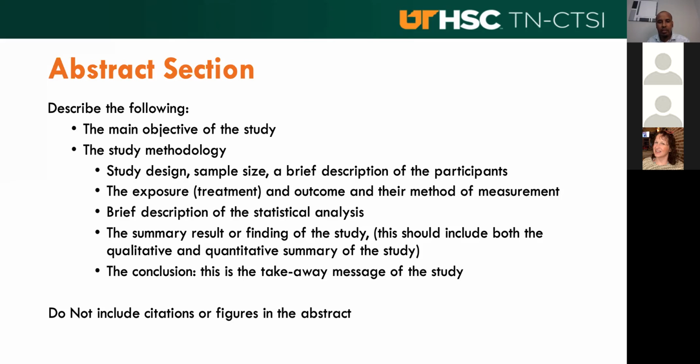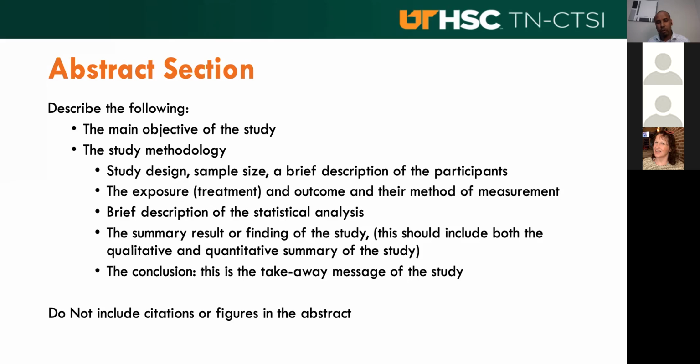And the summary results or findings of the study. This should include both qualitative and quantitative summary of the study. Just like we said, this showcases your whole study. It's a showcase for your whole study. You have to make sure that you include evidence that convinces the readers as well as those who are in the position of making decisions about whether your article has to be published or not, to have the information right up front.